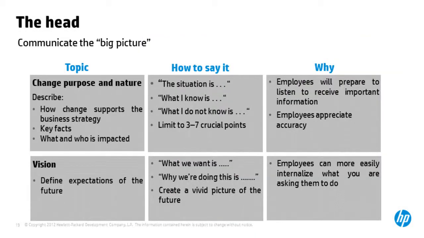When we look at this table, it suggests ways in which you can address the intellect or the head by communicating the big picture. Think of how you would communicate the purpose and nature of the change and why you would do so in this way. Think of how you would communicate the key facts concisely and why you would do so in this way. Think of how you would communicate the vision, and again, why would you do so in this way? Ask yourself, would I communicate differently in different circumstances?